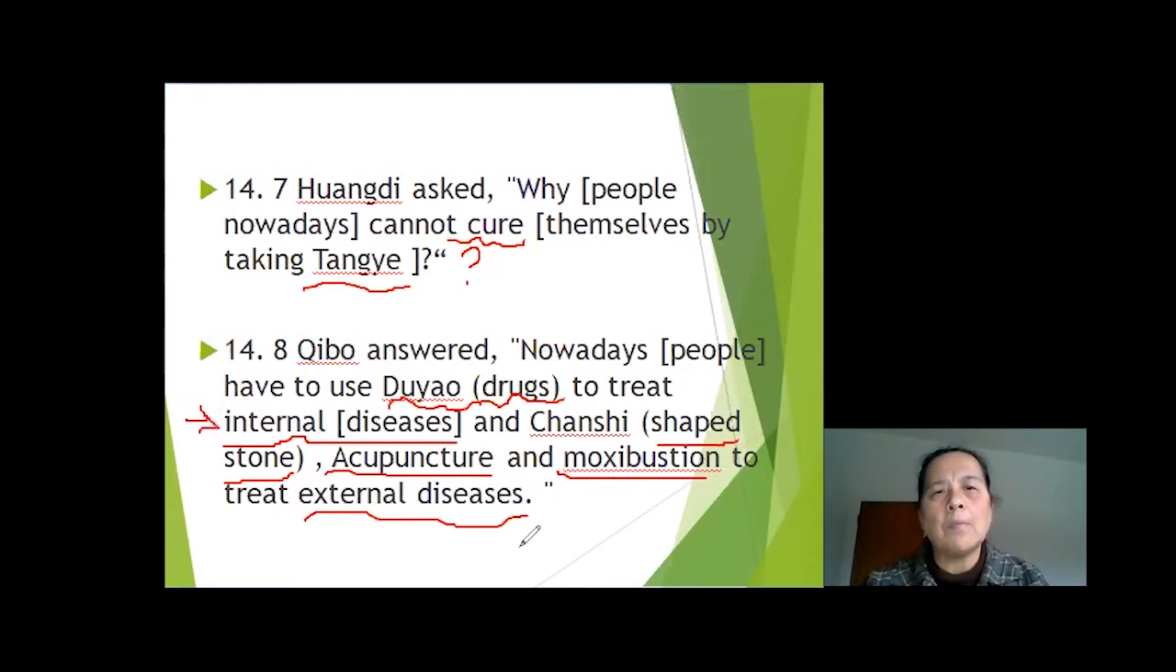We take herbs more. For external problems, we use acupuncture. Then the illness will be cured.